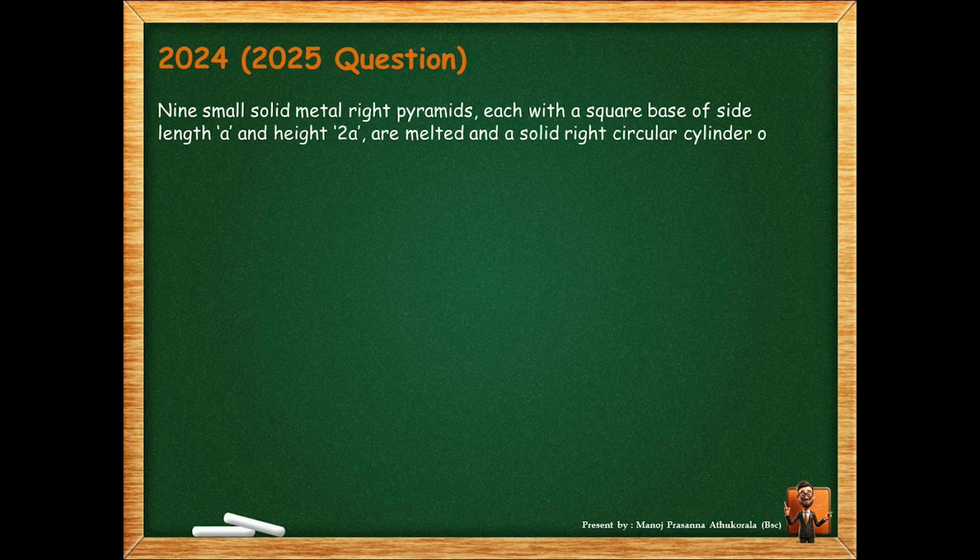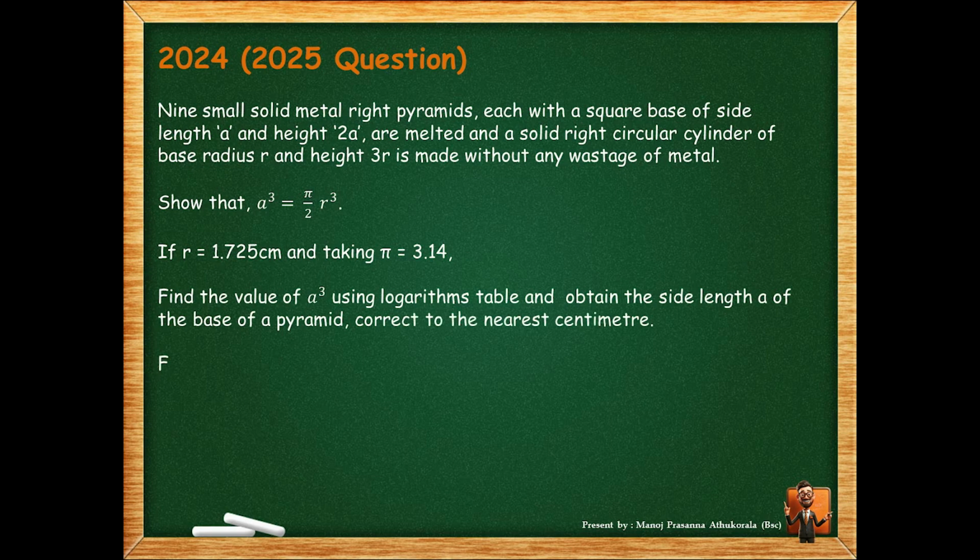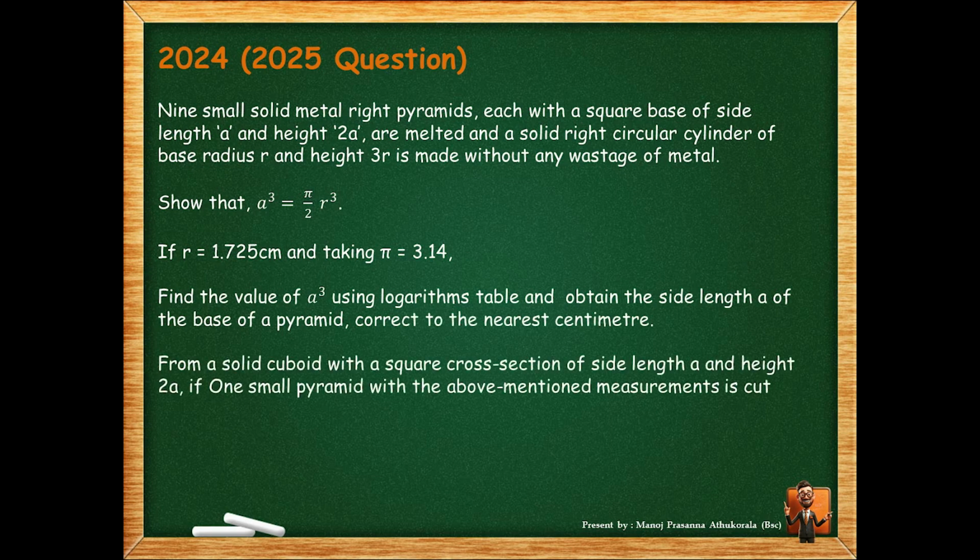9 small solid metal right pyramids, each with a square base of side length A and height 2A, are melted, and a solid right circular cylinder of base radius R and height 3R is made without any wastage of metal. Show that A cubed is equal to 5 upon 2 R cubed.